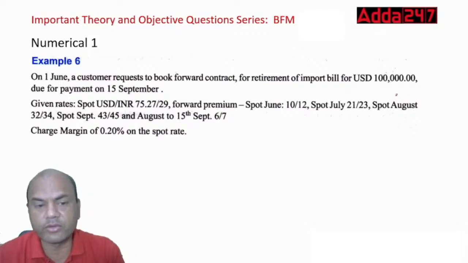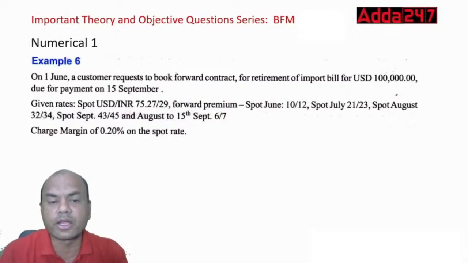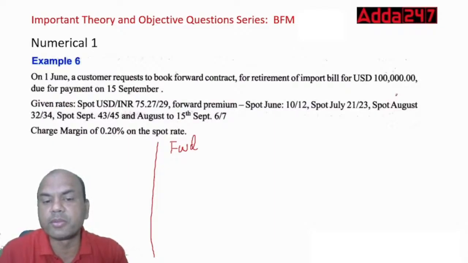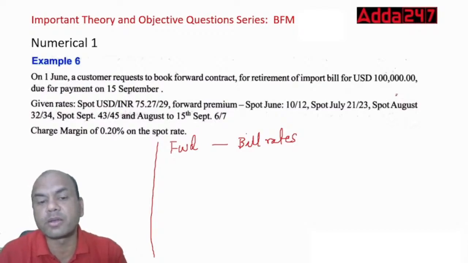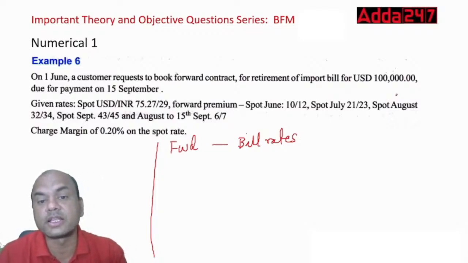Forward contract. Immediately remember it must strike your mind that whenever we say forward contract, I'll mark this line over here because my video is over here. Whenever I say forward contract, it means I'll have to use the forward rates, bill rates. Remember this, bill rates. This is something you must always remember. Whenever I'm talking of forward contracts, I'll have to use bill rates. Whenever I'm talking of spot transactions, I'll have to use TT rates.